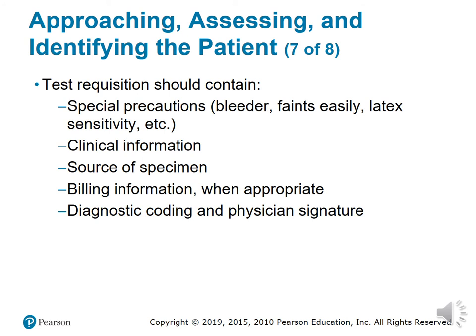Special precautions, if they're a bleeder, the proper medical term for that would be hemophilia, someone that bleeds excessively, faints easily, latex sensitivity, clinical information, sources of specimen, billing information when appropriate, diagnostic code, and physician signature. All the things that we're checking for on our requisition. All right, if our requisition is missing any of this stuff, before we can even interact with the patient, we need to make the corrections on our requisition.